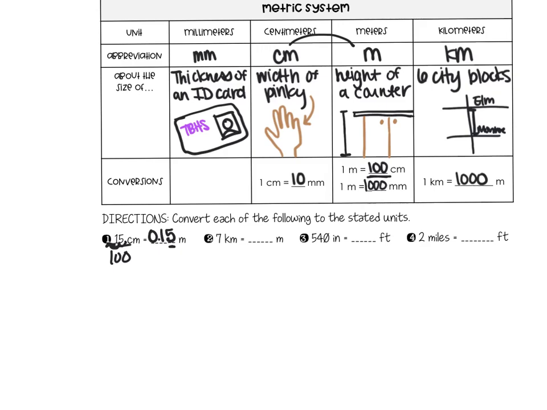All right, number 2, kilometers to meters. We have 7 kilometers and there's 1,000 meters per kilometer. So I just take that times 1,000, or you can think of moving the decimal 1, 2, 3 places and put zeros for placeholders. 7,000 meters.